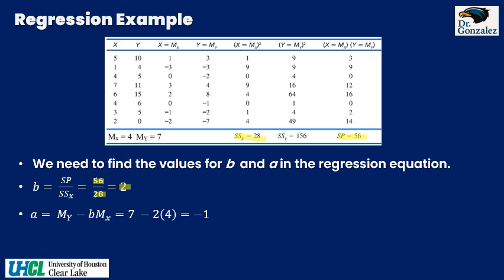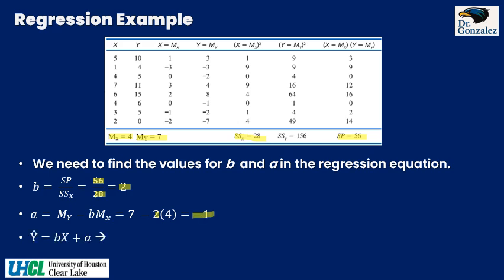And I need to calculate a. So I have m sub y minus b times m sub x. So m sub y is 7. That's from up here in the table. Minus 2, that was my formula, I mean my slope calculated in this formula, 2. m sub x is 4. And when I calculate that, I get negative 1.